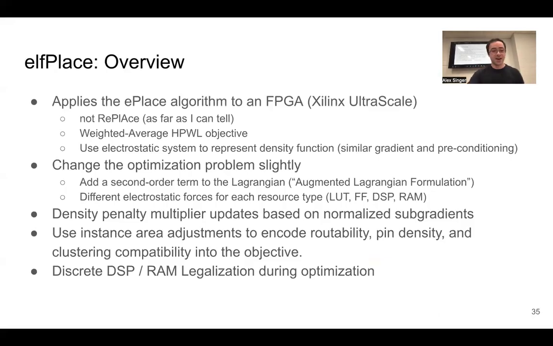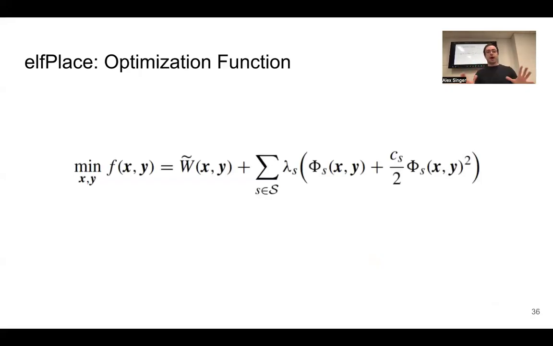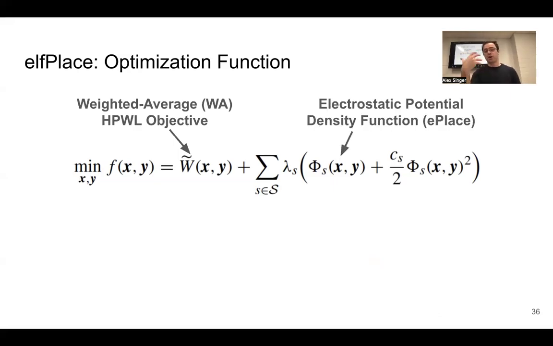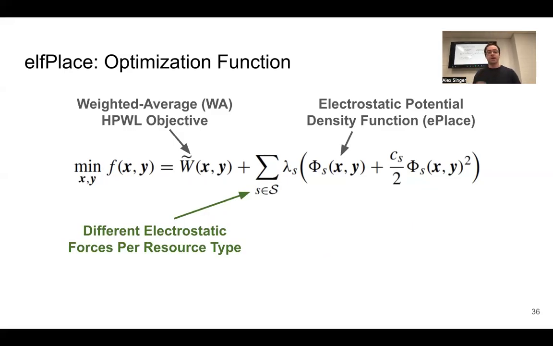So this is the optimization function used by elfPlace. This is what they're trying to minimize. We'll recognize that there's our weighted average HPWL objective. This number we want to make as small as possible. We recognize our electric potential density function. This is the same one from ePlace. But what I want you to notice is that different electrostatic forces are going on for each resource type. So the electrostatic forces of the LUTs are going to be different than the electrostatic forces felt by the RAMs and flip-flops and so on.